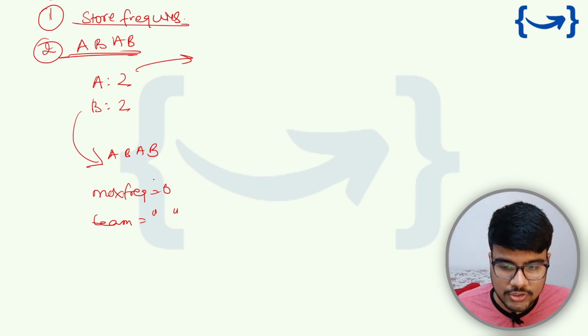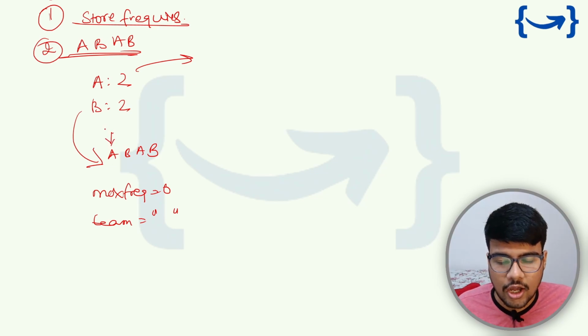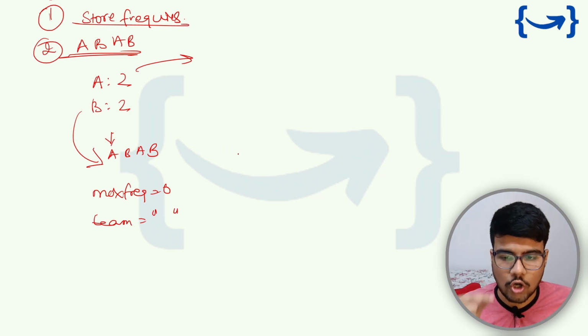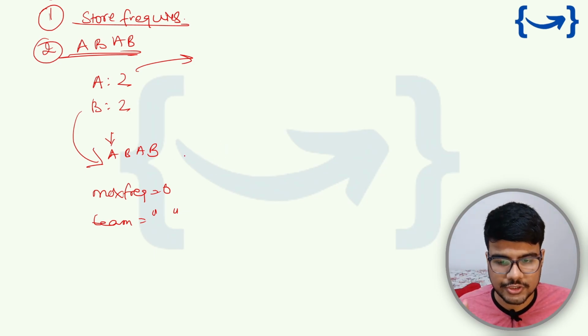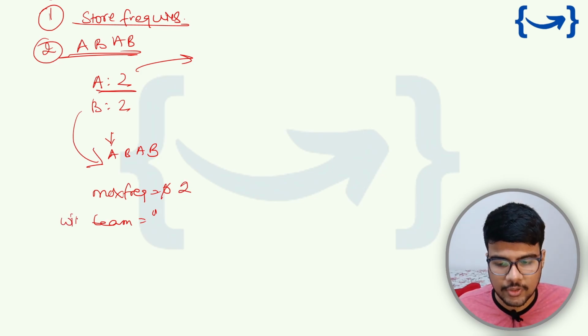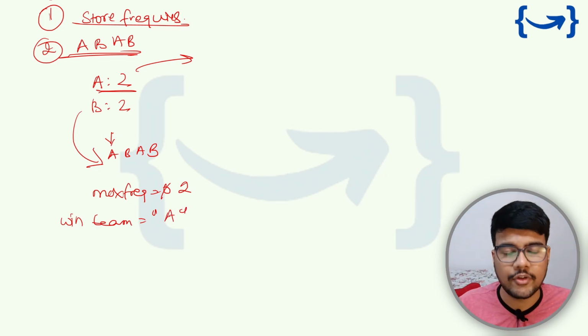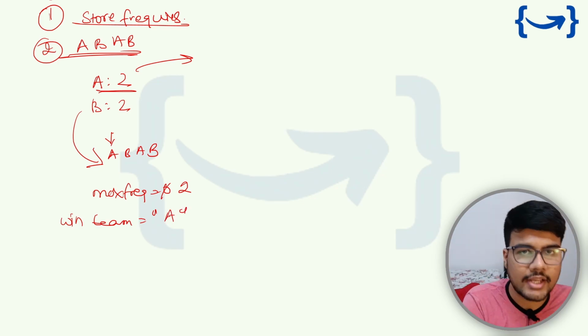So now see, we'll see A. A's frequency till now here is 2. So we'll traverse on the very first character, which is A. And if you check in the map, how many values does A have? A has 2 values. So the maximum occurrence will become 2, because 2 is greater than 0. And win team, I would say, will store A, the very first team which has a larger number than the second team.